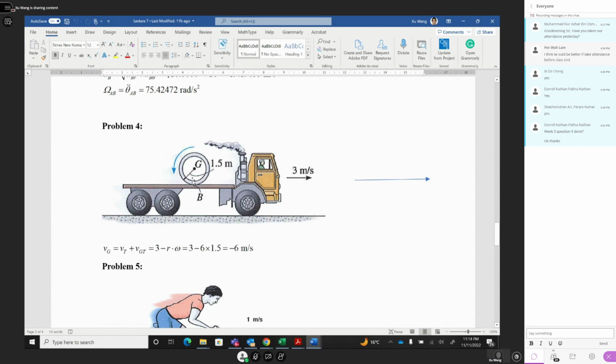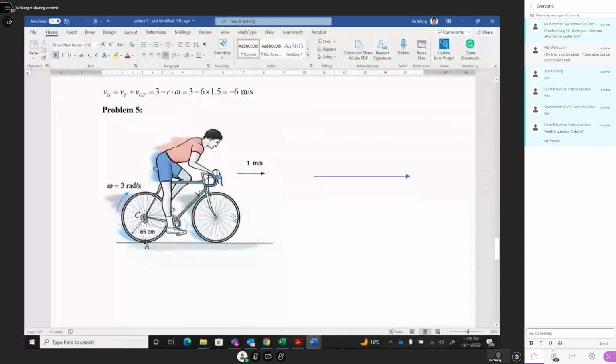Instantaneously, this rotation center is here. R omega, this is your relative velocity. So 3 minus r omega. So 3 minus 6 times omega equals minus 6. That's why you get the absolute velocity of the center of this roller, and this minus goes in the opposite of the positive direction, equal to minus 6. That's how to solve this problem.